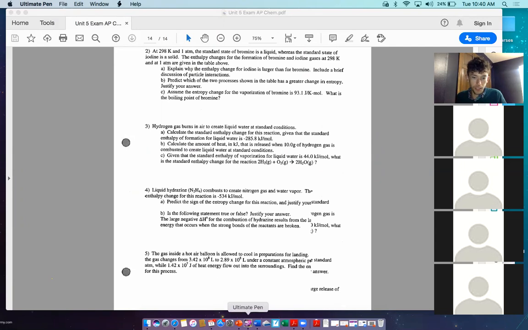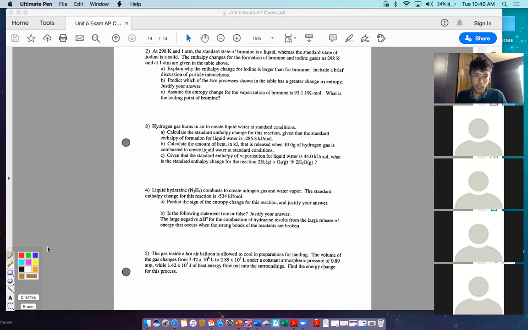So let's look at these. All right, question 3. Hydrogen gas burns in air to create liquid water at standard conditions. So burning is combustion, right? So here I have H2 gas plus O2 is going to yield H2O. And I can balance this. I'm going to balance it with a half right here. Of course, you could have balanced it with a 2 and a 2 if you had wanted to.